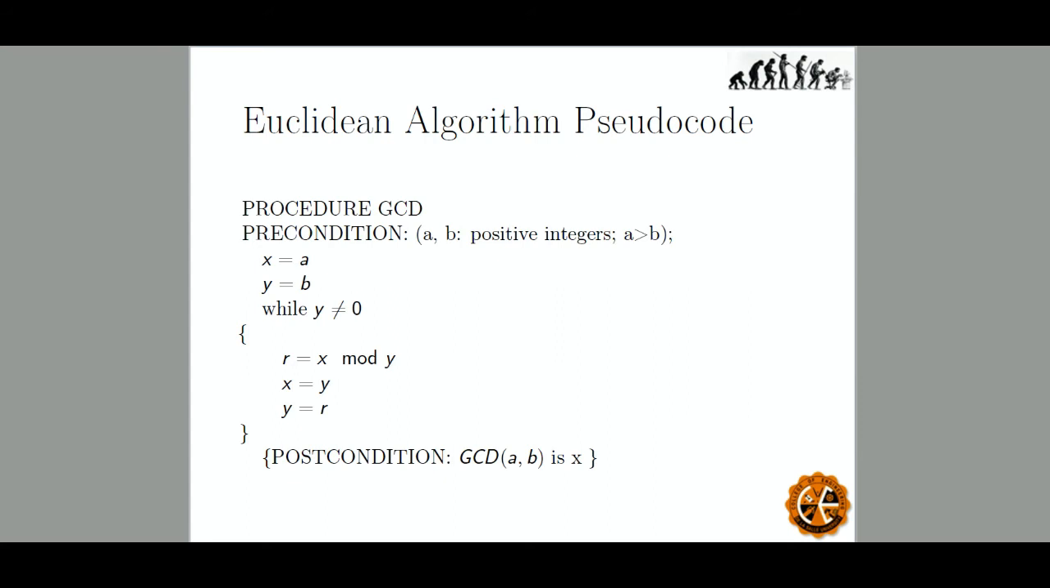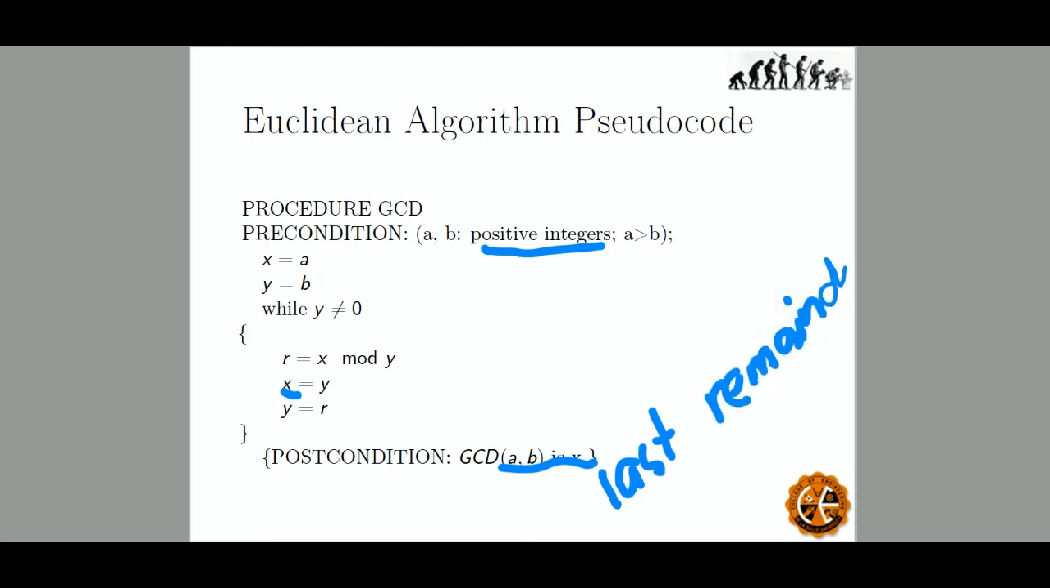So our precondition is we are accepting positive integers, and we could assign the larger one to x and the smaller one to y. So while y is not equal to 0, we will repeatedly apply the modulo operation and the assignment operator. And afterwards, we're going to provide the GCD to be the x. This is again the last remainder before it became 0. So the last remainder is the GCD.